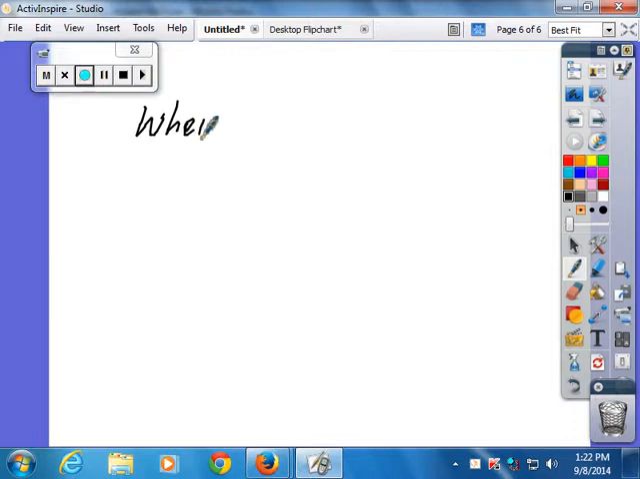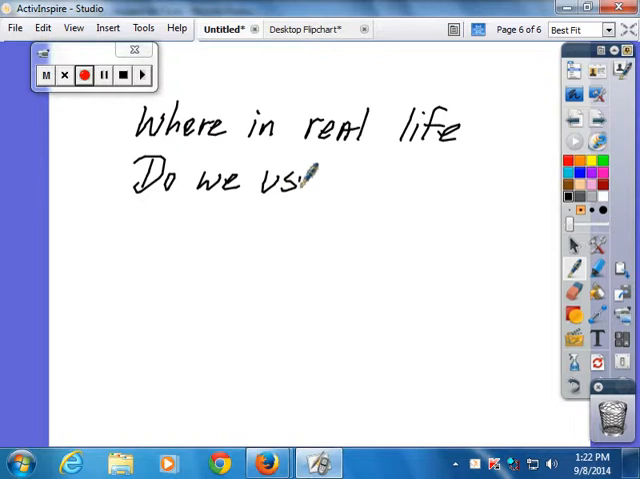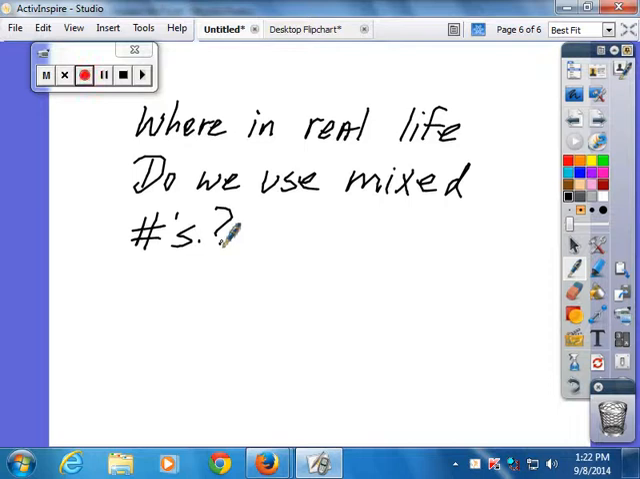Where in real life do we use mixed numbers? Okay, that's not rhetorical. I'm asking y'all. Where in real life do we use mixed numbers? Think of a mixed number and think of where you use it. Measuring for recipes. There's one application. What else? Use your ruler. That's another thing. What else?